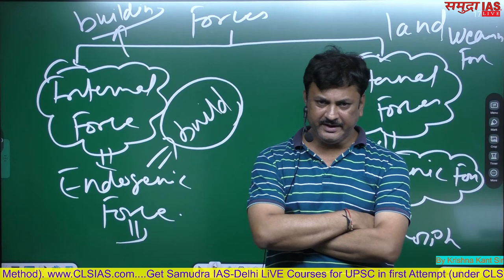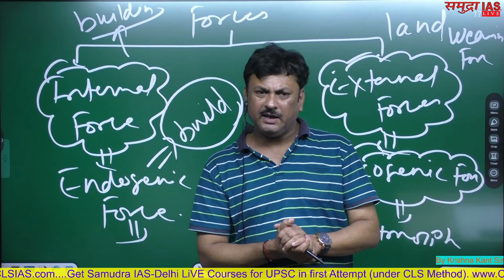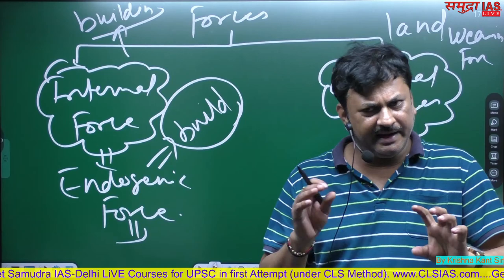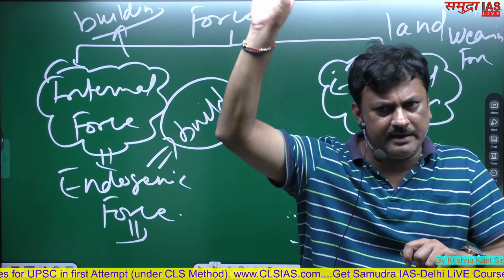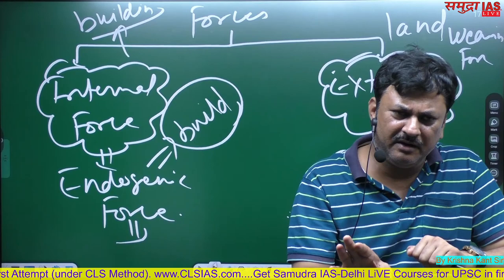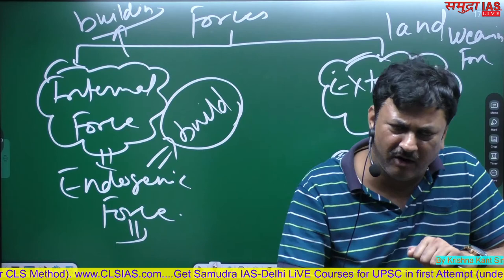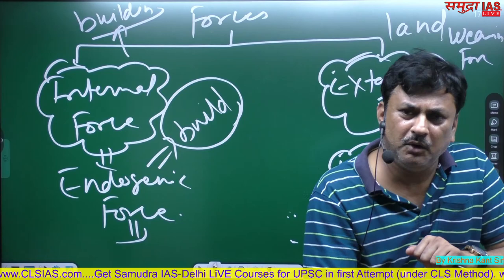Geomorphic processes. Okay? Now, tell me, which are the two forces acting on the Earth's surface? Endogenic and exogenic. What is the source of exogenic force? Atmosphere. It is coming from the atmosphere and the source is the sun. Okay? And exogenic forces are responsible behind wearing down of relief features and filling of which part? Low-lying areas.